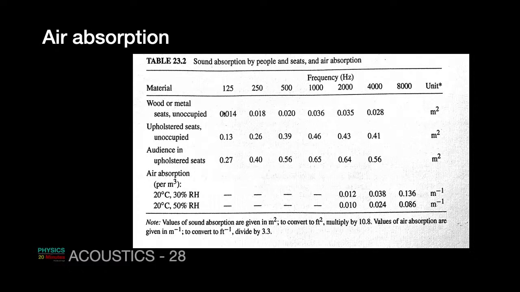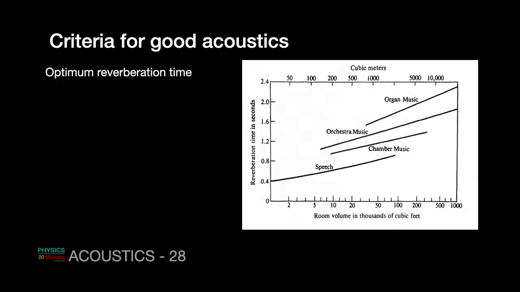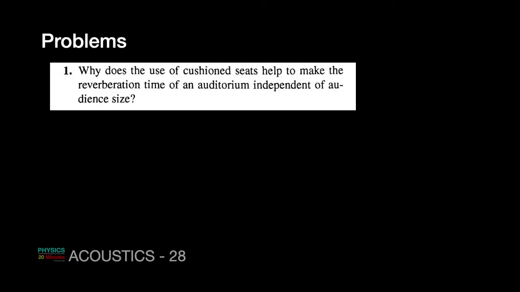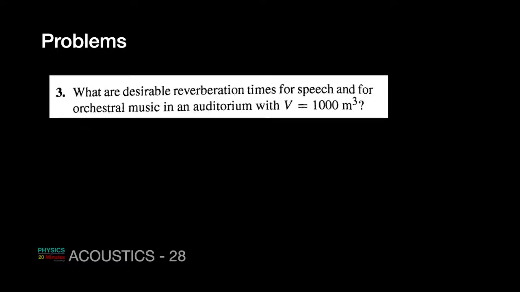And therefore upholstered seats are normally preferred, because when the hall is tested, the audience is not sitting. When audiences are sitting there, it will not change by much. So that's preferred. That's how the reverberation time of an auditorium becomes roughly independent of audience size.